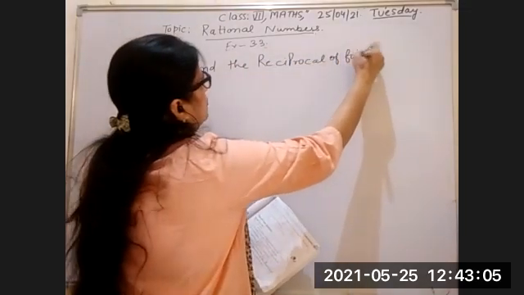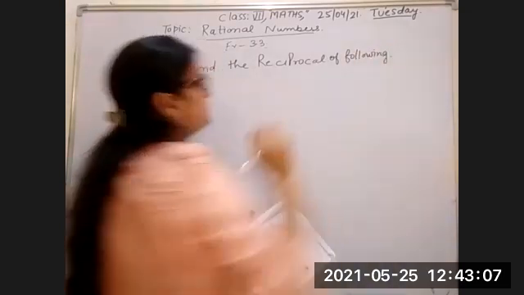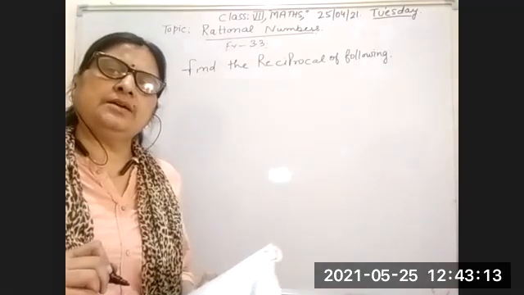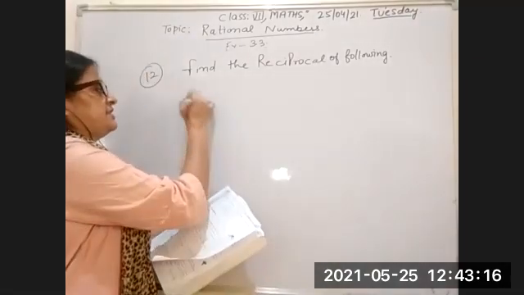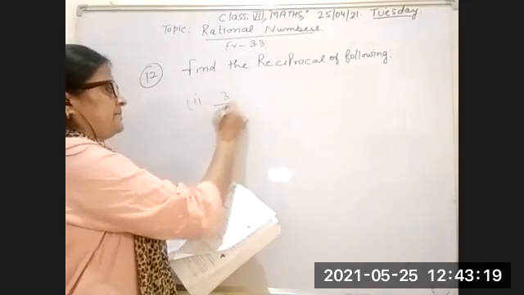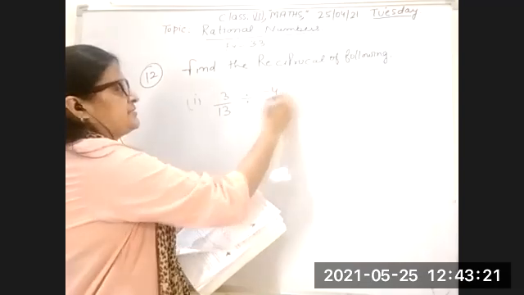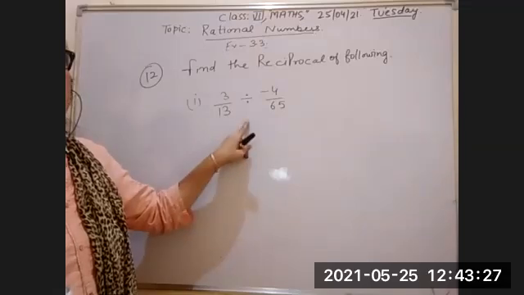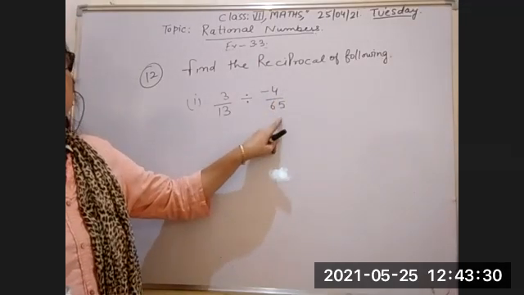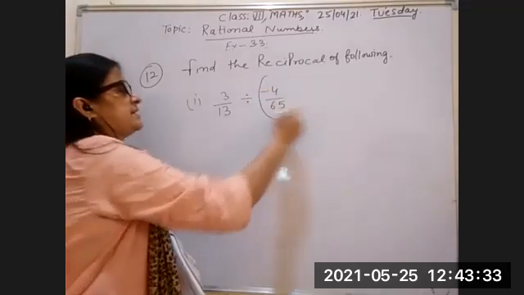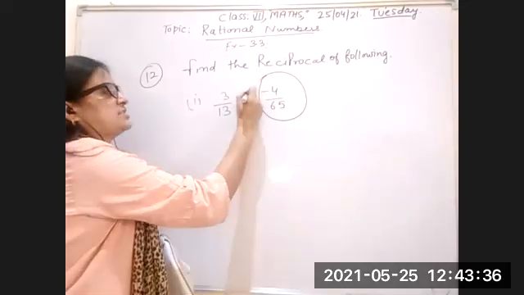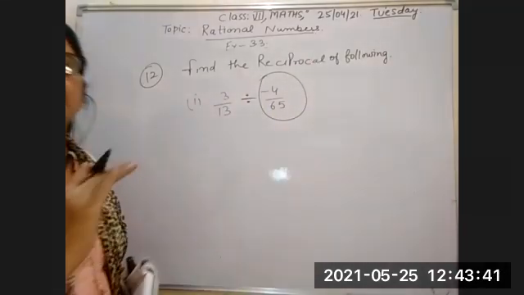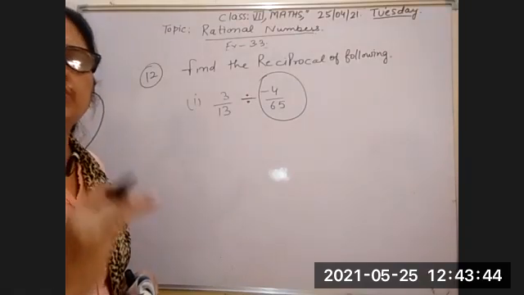And I already told you about the reciprocal. Reciprocal means your numerator becomes the denominator and denominator becomes the numerator. Now the question is given, first part, 3 upon 13 divided by minus 4 upon 65. You have to take the reciprocal of this number, because first you have to simplify the full question, then the answer comes, and you have to take the reciprocal of that answer.